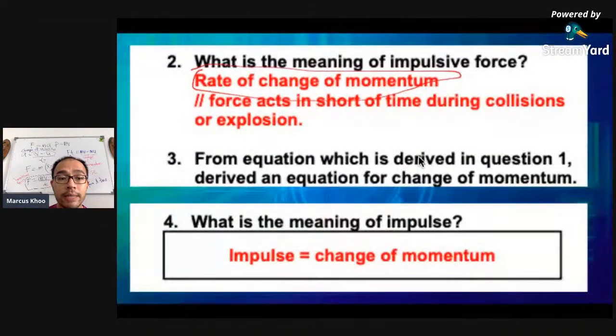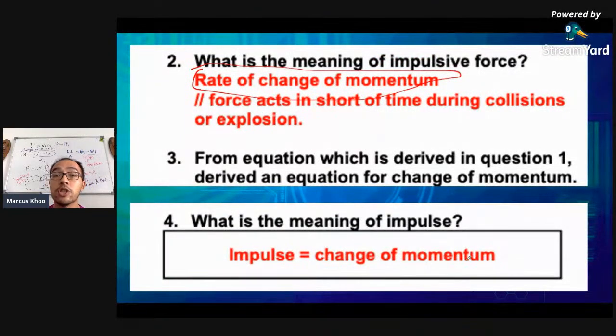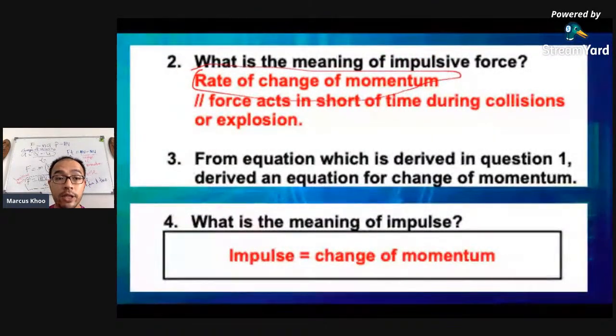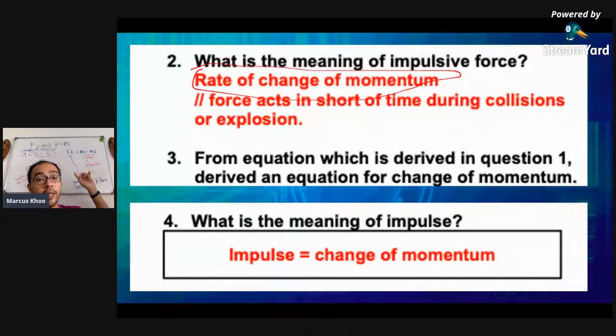So what is the meaning of impulse? Impulse is the change of momentum. And I have just shown to you over here the formula that is involved. So these are the basic two formulas that we're talking about today. But the implications of these two formulas are actually very important for us.